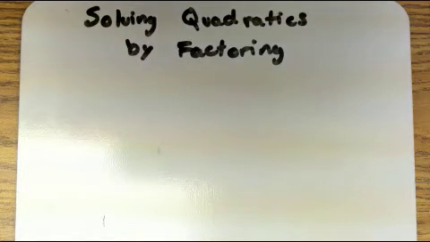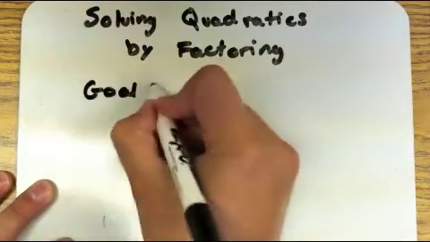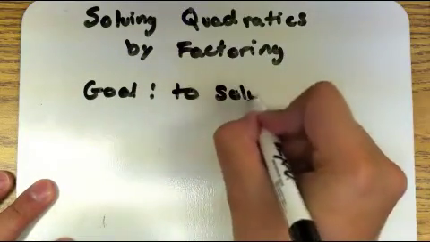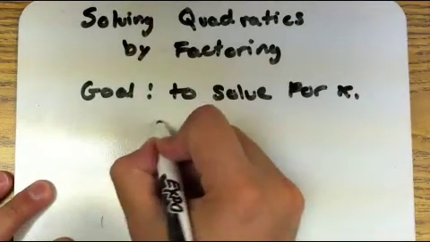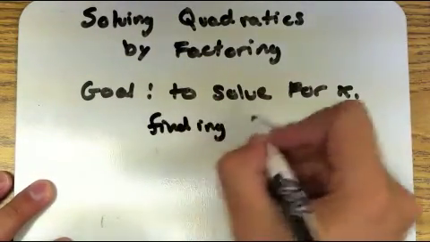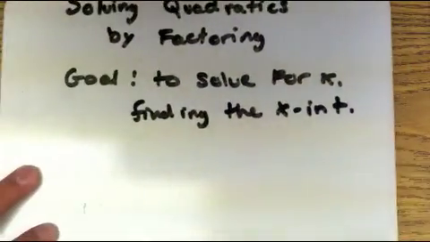What is our objective? We are trying to solve for the quadratic. When we say to solve, what do you think we're trying to solve for? Well, our goal is trying to find out the values for x. We want the x-intercepts, so that's our goal. Solve for x. In other words, we're finding the x-intercepts. Just going to abbreviate that.